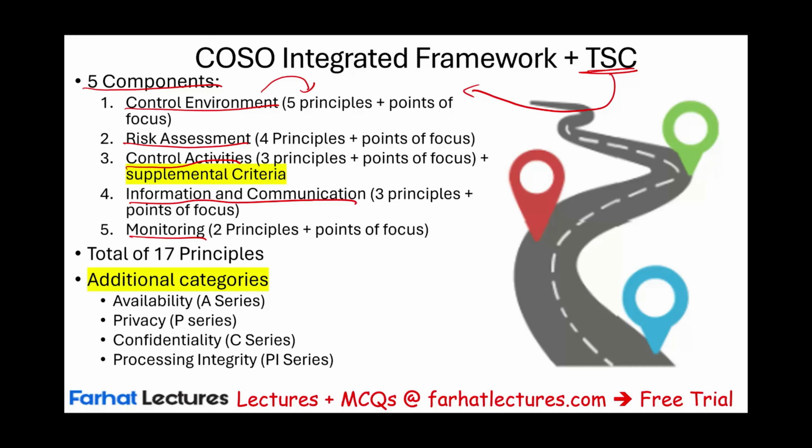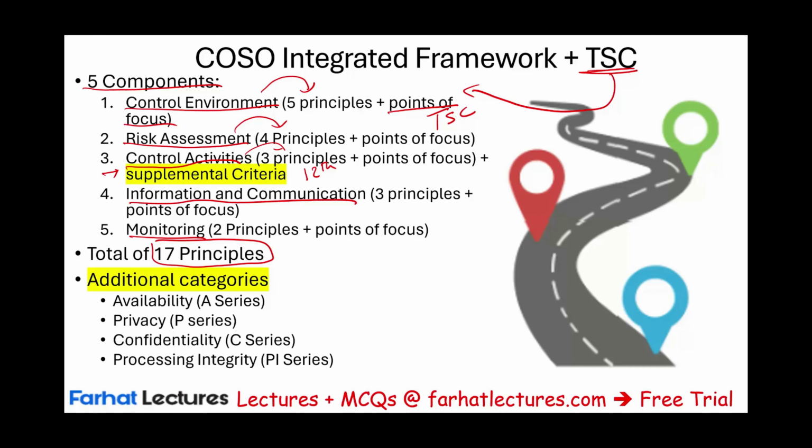For example, for control environment, the 5 principles, for risk assessment, 4 principles, total of 17 principles. Then we explained that within these principles there are many points of focus, and within the points of focus we can add those trust services criteria as points of focus within the COSO integrated framework. And this is how the trust services criteria are integrated within the framework. Then we discussed also, once we got to control activities and specifically the 12th principle, we added the supplemental material.